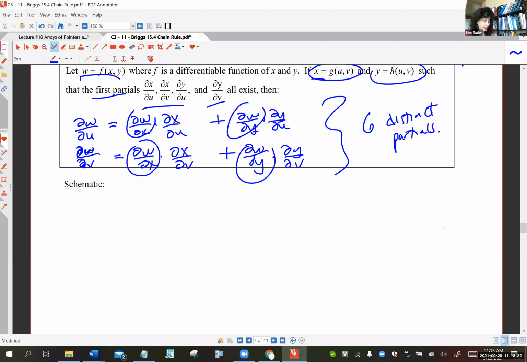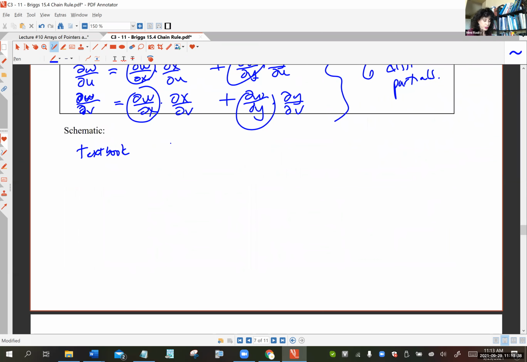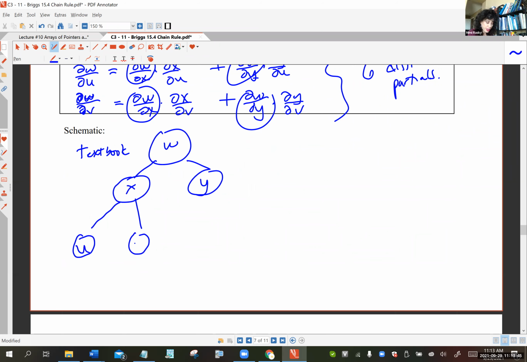Let's look at the schematic, okay? So the textbook and me differ. So I'll show you what the textbook shows you. You got w, it's a function of x and y, and x is a function of u and v, and y is also a function of u and v. Okay, that works. That's how your textbook rolls.